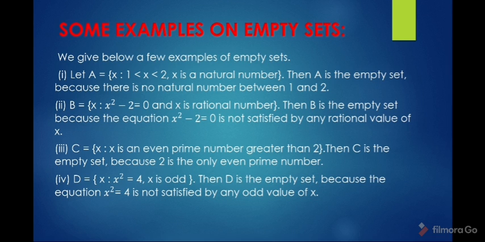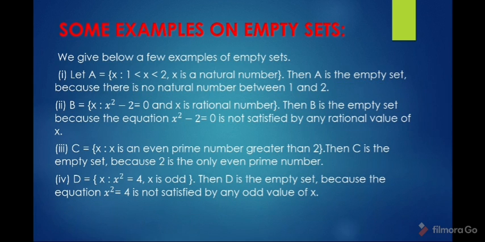First one is, let A be the set of all x where x is a natural number and x is between 1 and 2. Now can you find any natural number between 1 and 2? You know 1 is a natural number, 2 is a natural number, but can you find any natural number between 1 and 2? The answer is no. That means A is an empty set because there is no natural number between 1 and 2.